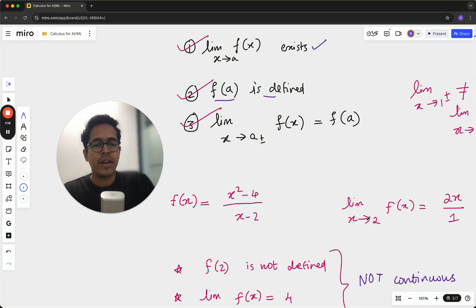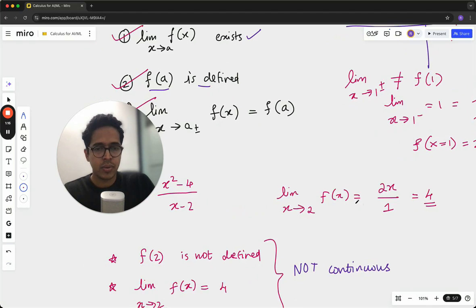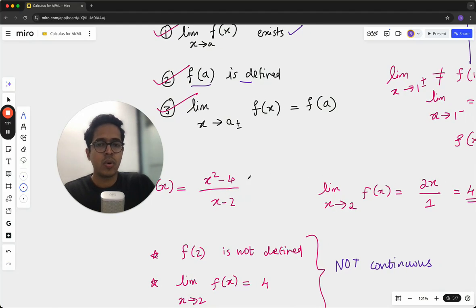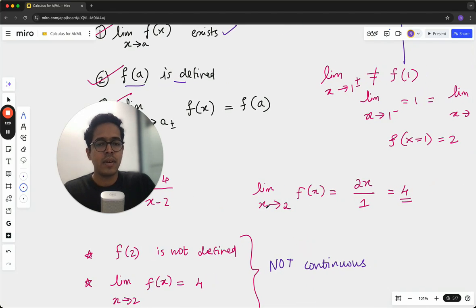And if we want to calculate the limit as x tends to 2 of f of x, we can use L'Hopital's rule. We take the derivative of the numerator, which is 2x. If you don't know how to calculate this, I will show you in a moment. And the derivative of x minus 2 with respect to x is 1. So 2x divided by 1, where x tends to 2. So it's 4 by 1, equal to 4, right?